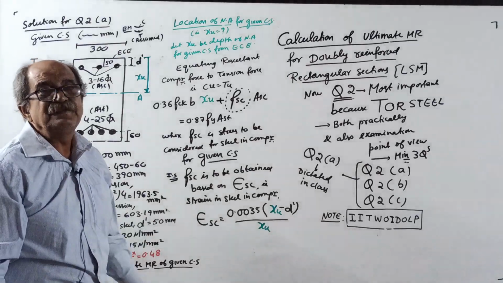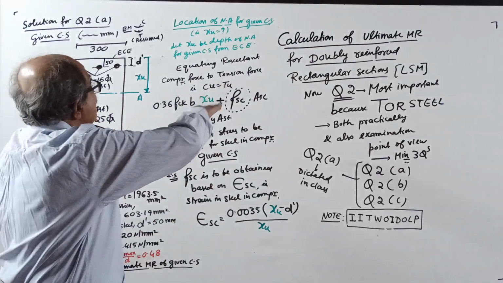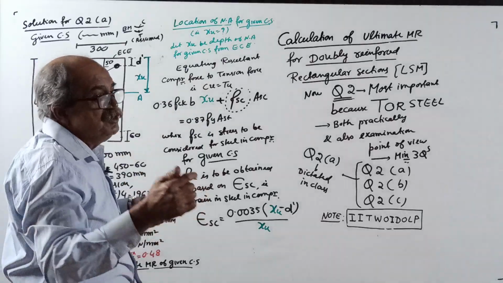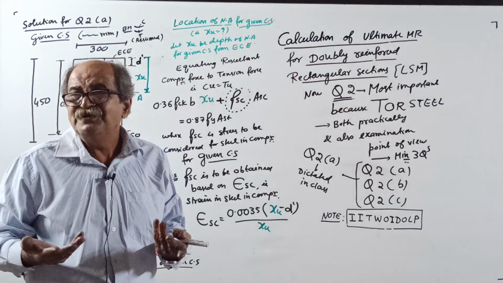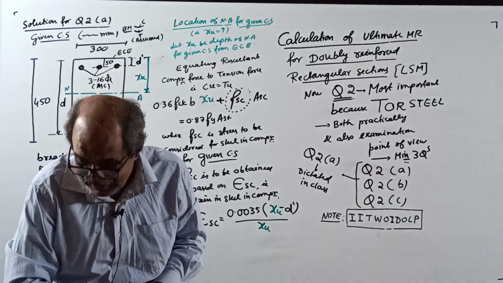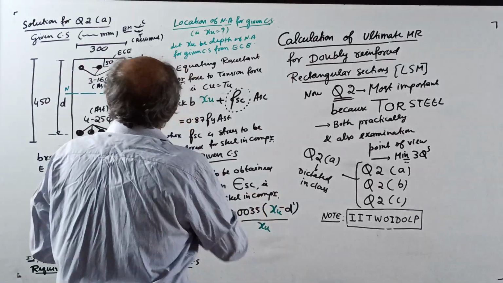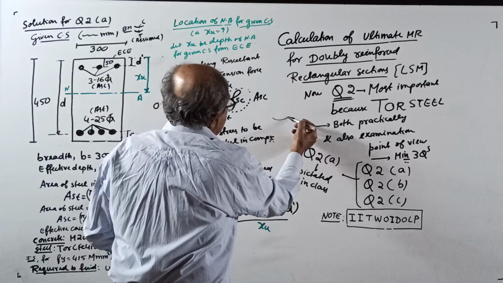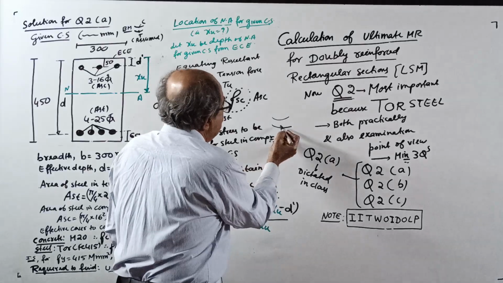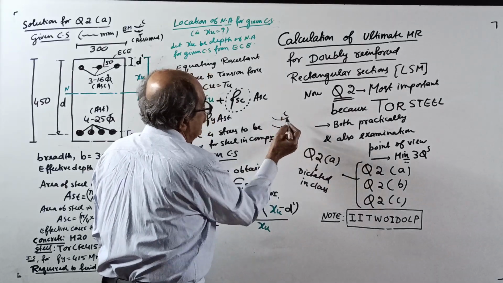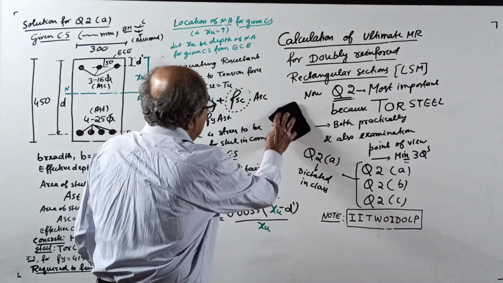So it hardly matters. See, for example, I see this as sagging. Someone looking from the other way will say it is hogging. Whether I say sagging looking this way, someone looking from the top will say hogging. For both of us, tension here, compression here only. That will not change. Okay, now start.